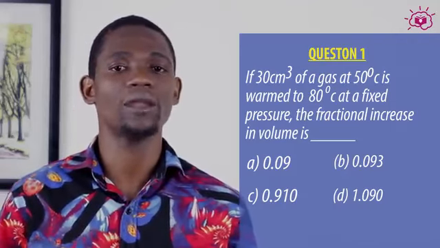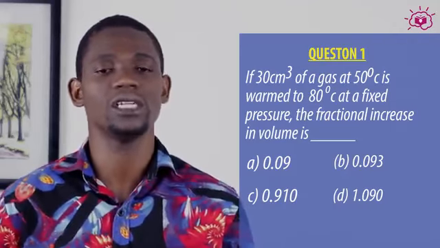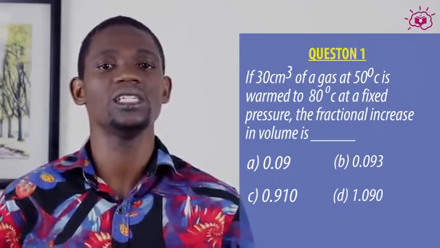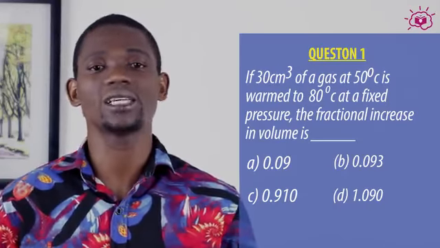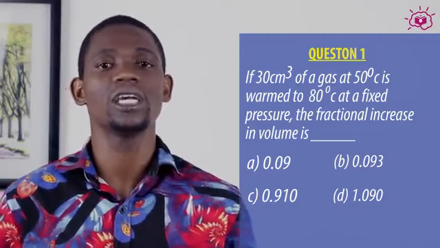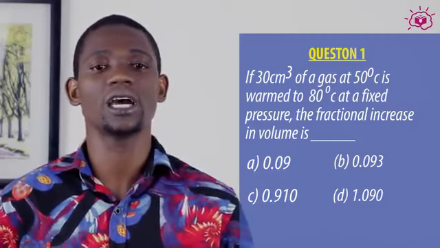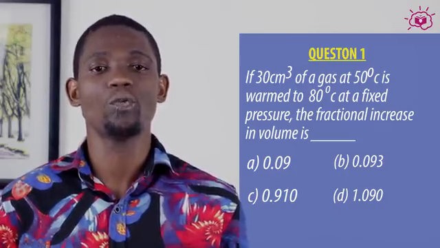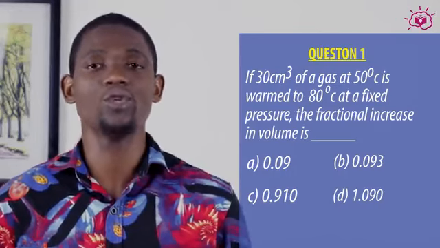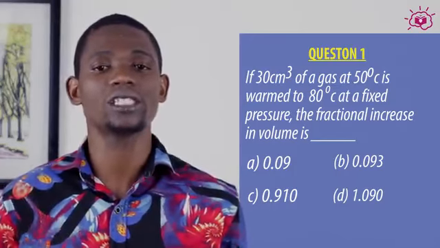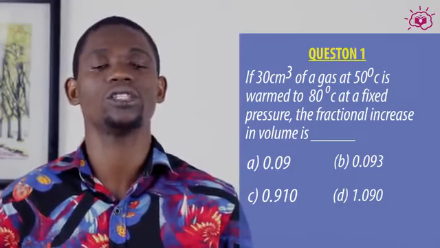So we convert degree Celsius to degree Kelvin by the addition of 273. So our T1 becomes 30 plus 273 to give us 323 degree Kelvin. Our T2 is 80 degrees Celsius plus 273 gives us 353 Kelvin. Therefore, we don't know our V2. So the law to obey here is Charles' law, which states V1 over T1 is equal to V2 over T2.